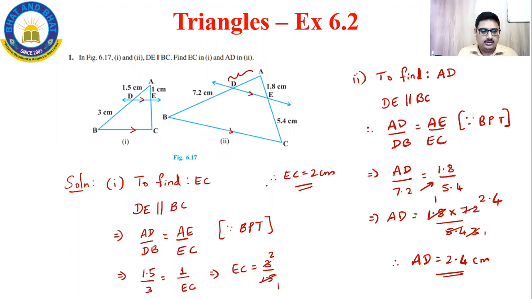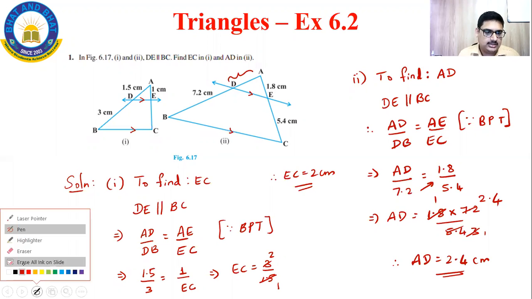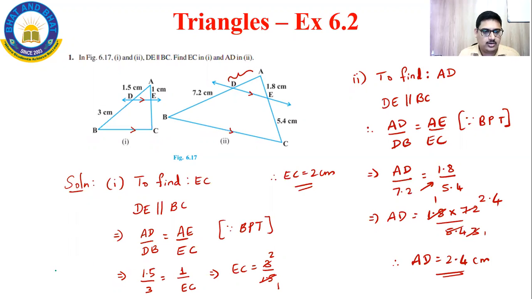See, students, in this numerical problem, the most important part, or the part which you have to make out, is that you should be able to write the ratio. For that, you should be very well versed with BPT, the basic proportionality theorem, that is 6.1, that is Thales theorem. DE is parallel to BC. This is given to us in the question, so I can make it out from the question itself.